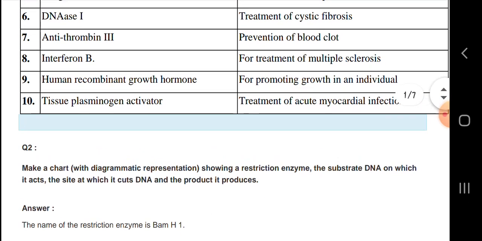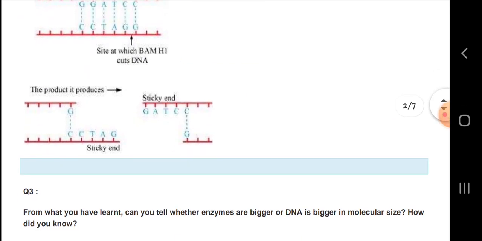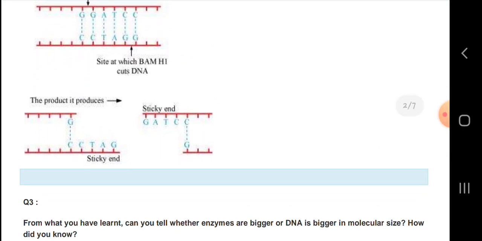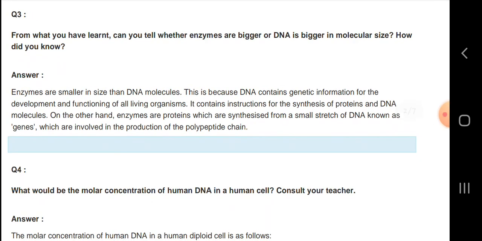Next, let us know about the chart. The sites of the PMA or DNA sites. Here, see, these are the DNA sites, and the product it produces here. These DNA sites we have marked like this here. Next.